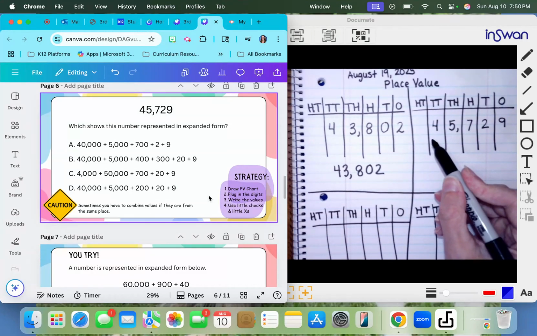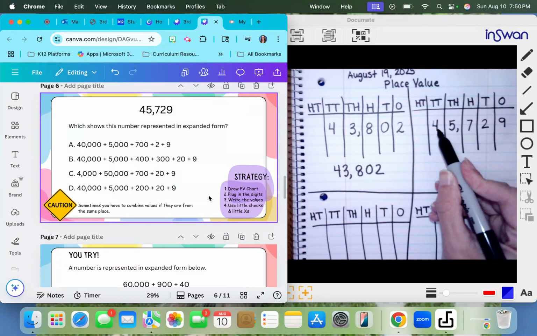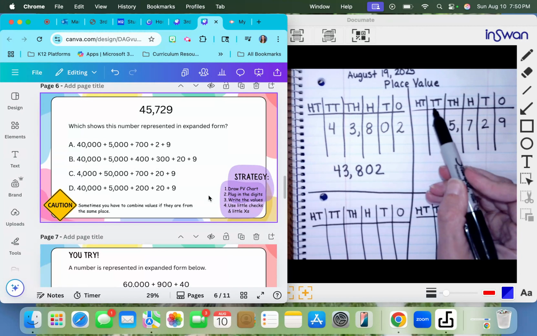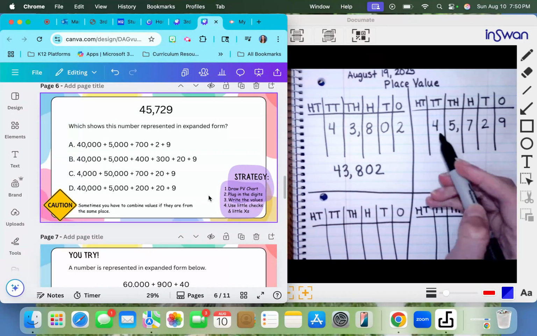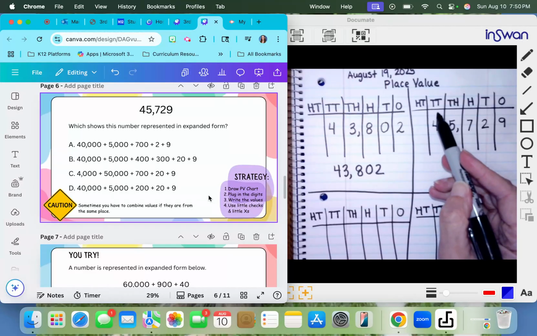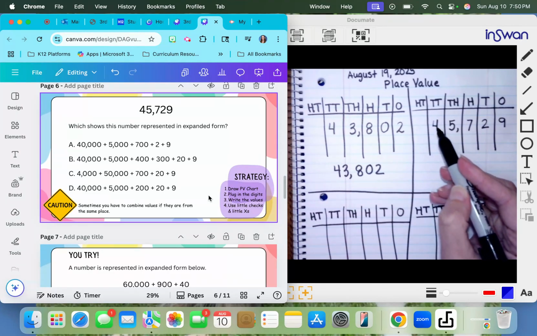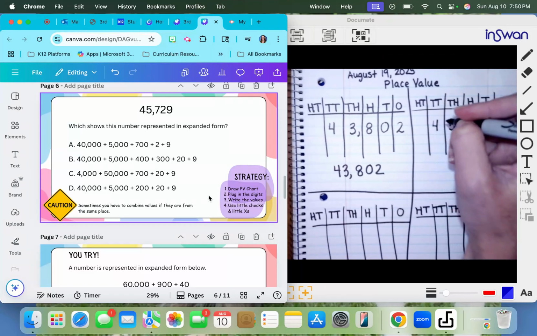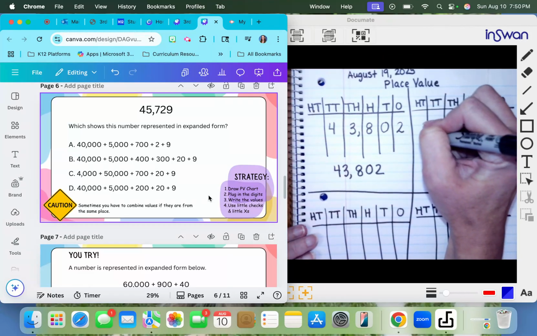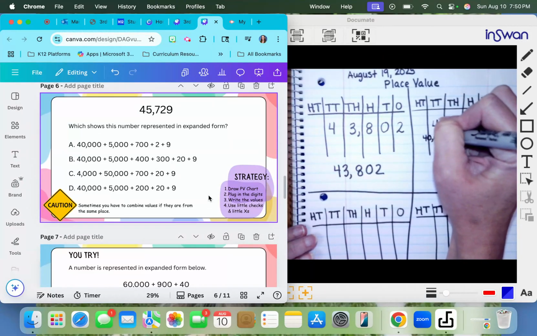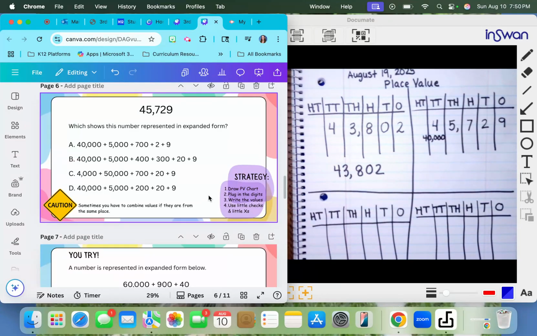So let's look at our first digit, our 4. Is he worth just 4 if he's in the 10,000s place? No, definitely not. He's worth a lot more. 4 10,000s would be how much? Let's skip count it. 10,000, 20,000, 30,000, 40,000. So I'm going to write 40,000. He's worth 40,000.